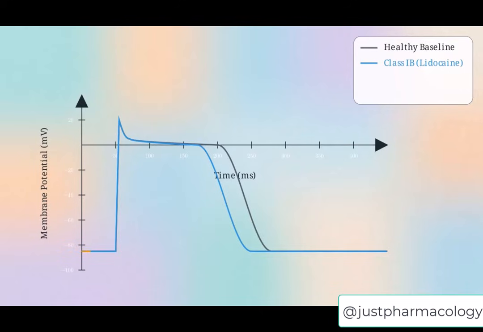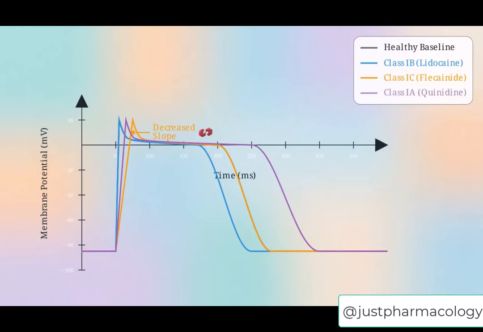Because lidocaine dissociates so quickly, it has virtually zero effect on the phase 0 slope in healthy tissue firing at a normal rate. Conversely, Class 1c drugs, such as flecainide, are slow dissociators. Once they bind to the sodium channel, they remain attached throughout the cardiac cycle. This persistent blockade results in a marked depression of the phase 0 slope, slowing conduction velocity regardless of heart rate. Class IA drugs, like quinidine, are intermediate dissociators. They depress the phase 0 slope more than lidocaine, but less severely than flecainide.